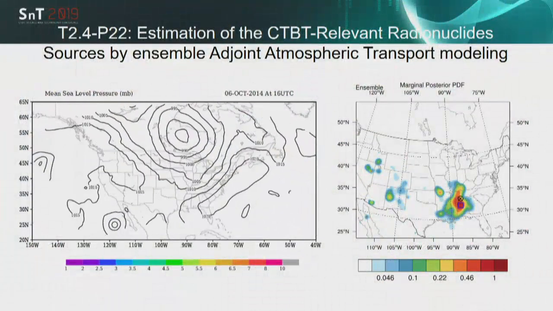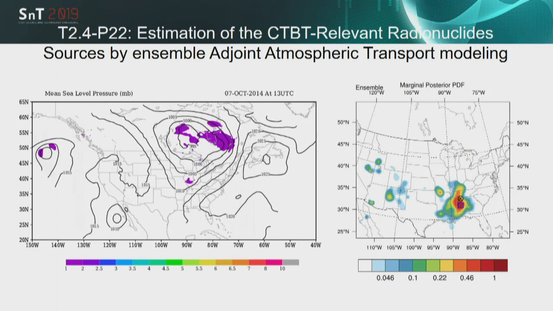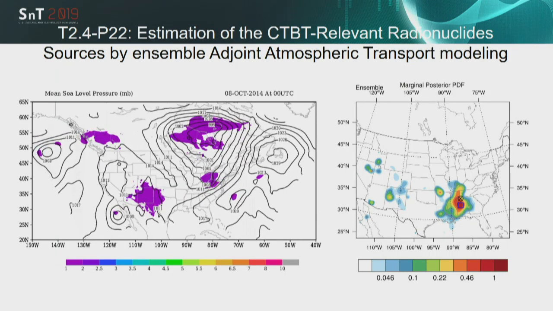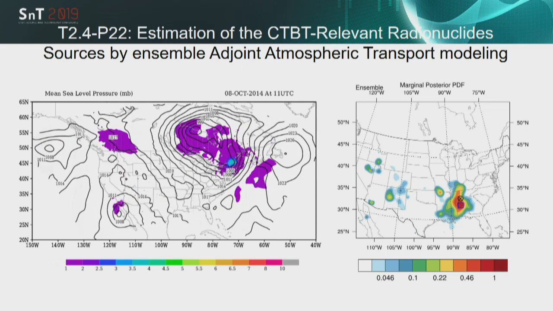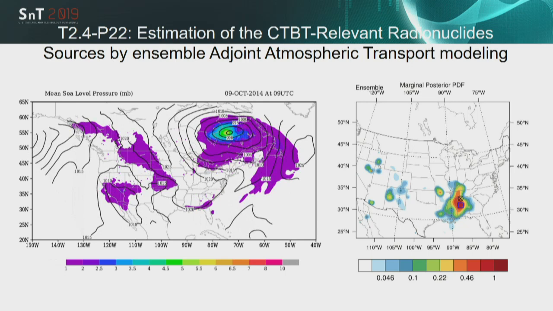This poster is about source estimation using a combined ensemble Bayesian approach. The main advance in this is methods to deal with uncertainty in meteorological fields.